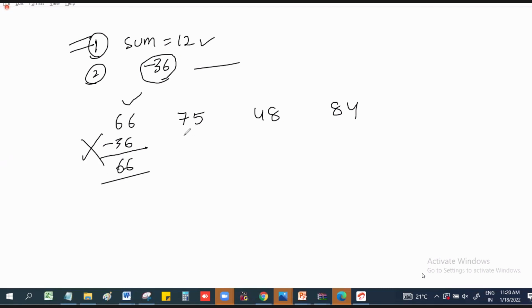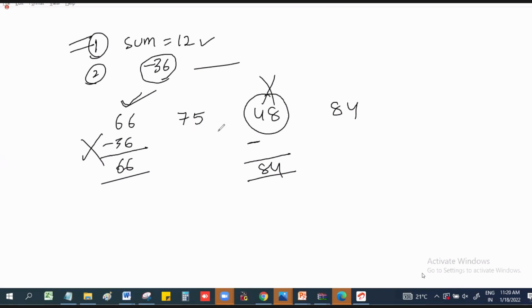Be logical. You can directly eliminate 66 and 48. Why can you eliminate 48? When you subtract something from 48, you will get a number less than 48. What is the reverse number of 48? 84. How are you going to get this? This is also eliminated. Maybe 75 or 84.